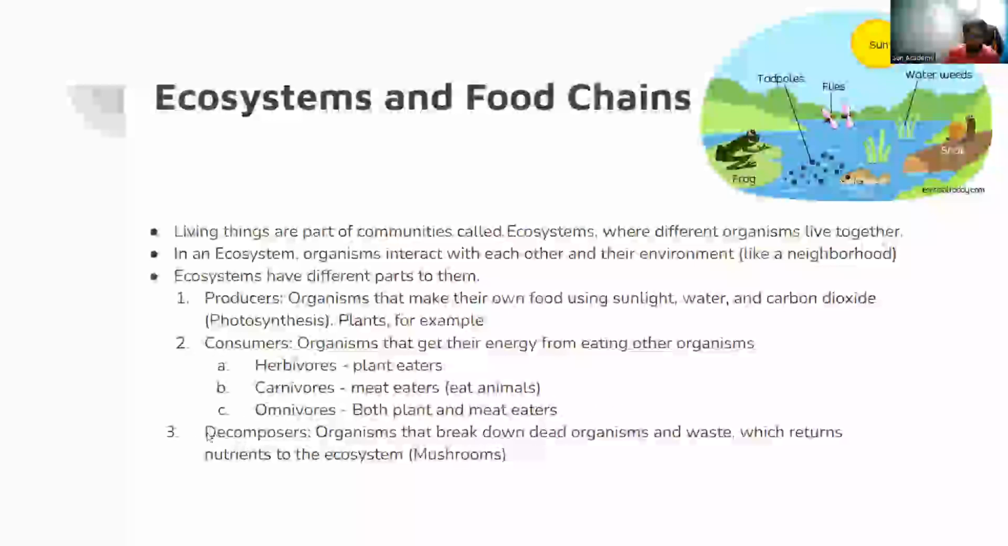And finally, the last part of an ecosystem is our decomposers. And these are the organisms that basically break down dead organisms and waste. And that returns the nutrients to the ecosystem. And that kind of creates a full cycle since plants need the nutrients to produce energy. And so an example of this is mushrooms.